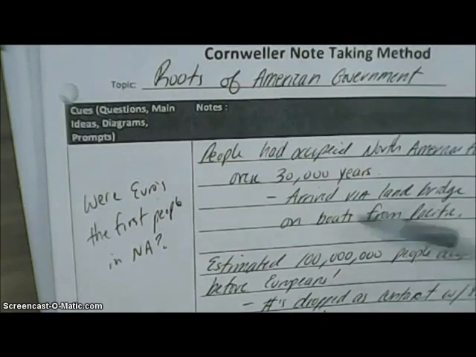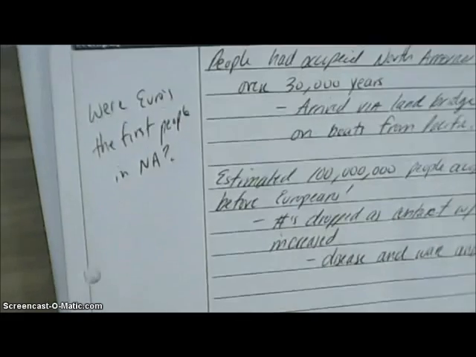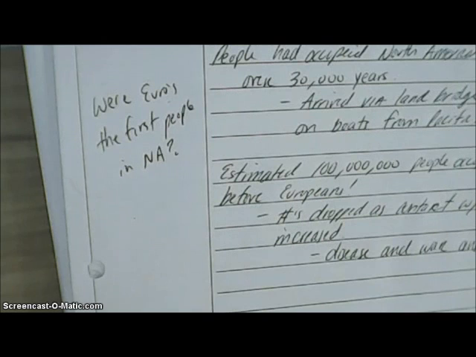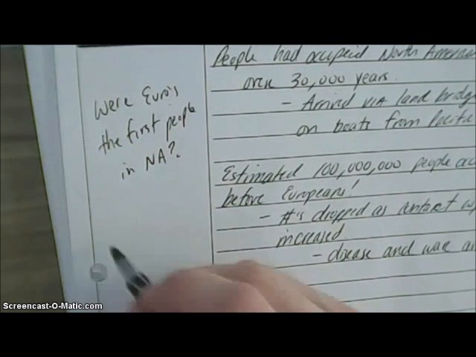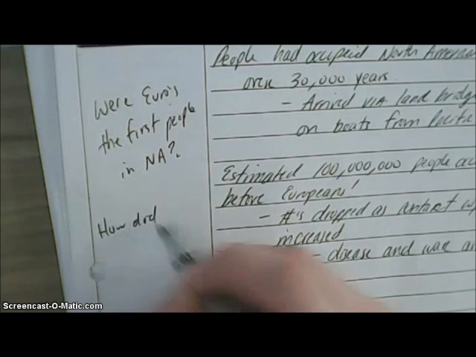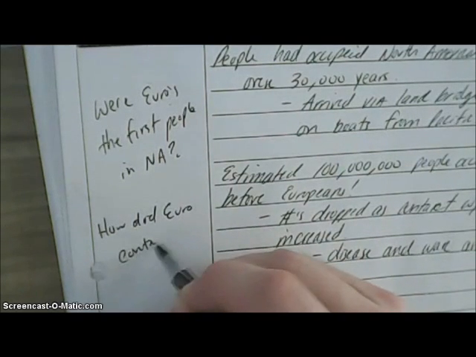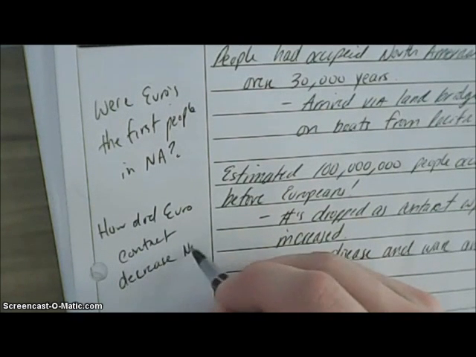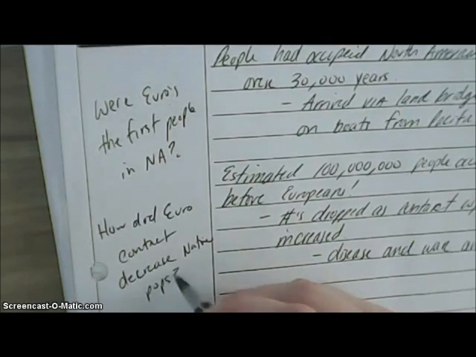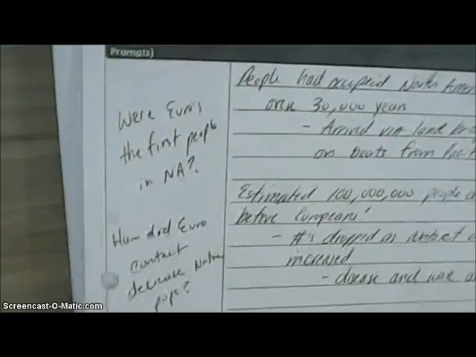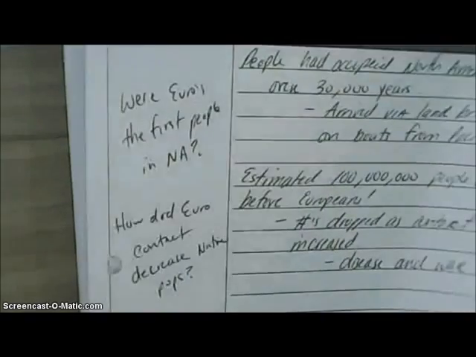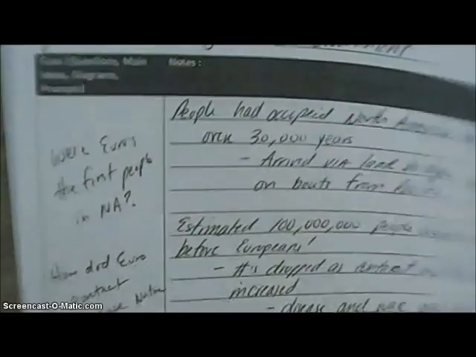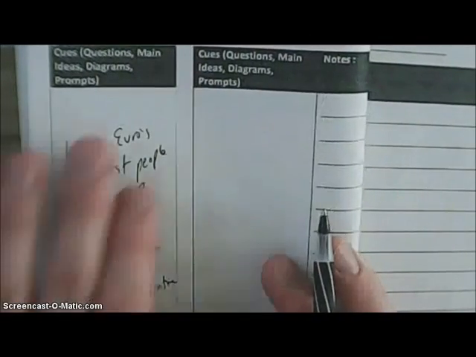Okay, we could do the same thing down here for the estimated 100 million people occupied before Europeans, and then what caused their numbers to decrease. Okay, so we could do: how did European contact decrease native population? So leave myself another question as a cue or a question as a clue. That way when I'm studying, I don't have to reread paragraphs of information. I simply have to cover up the information, look at the question that I had as a reminder, and see if I can answer it.